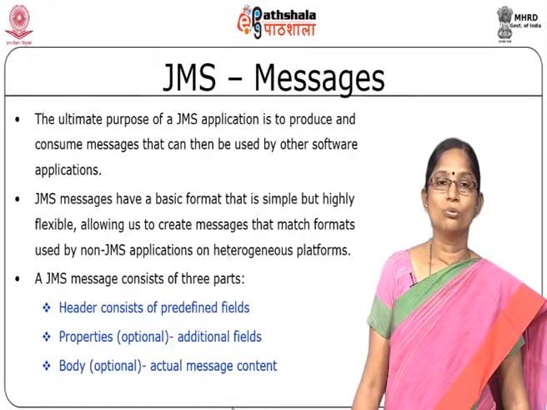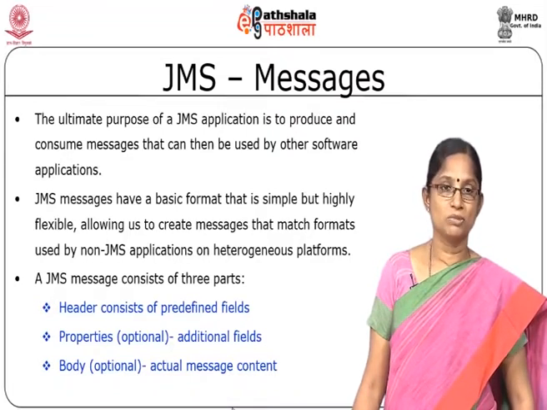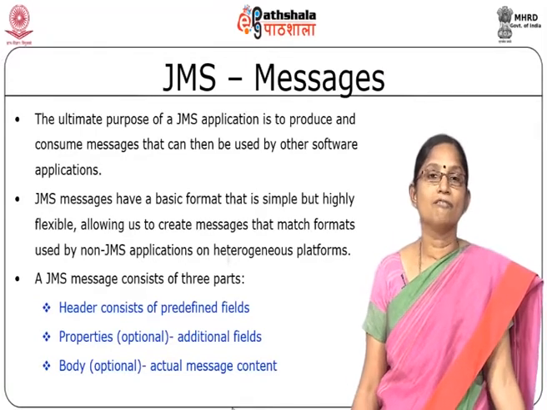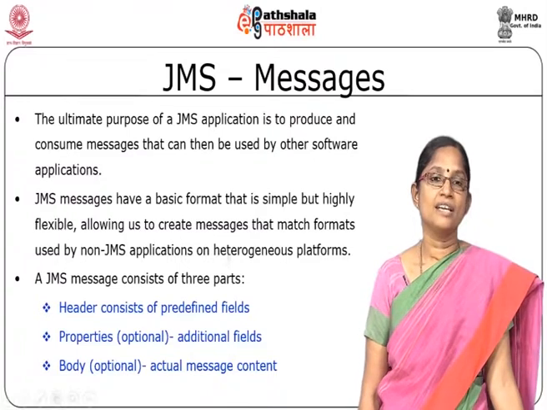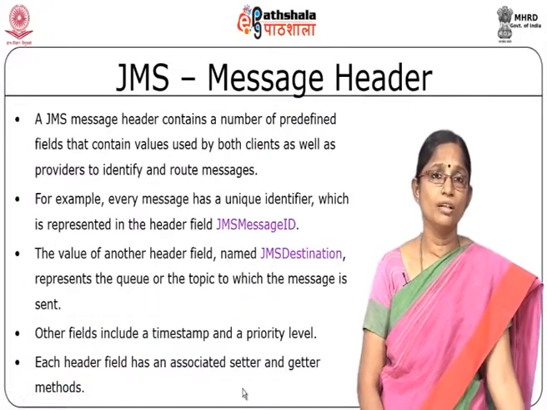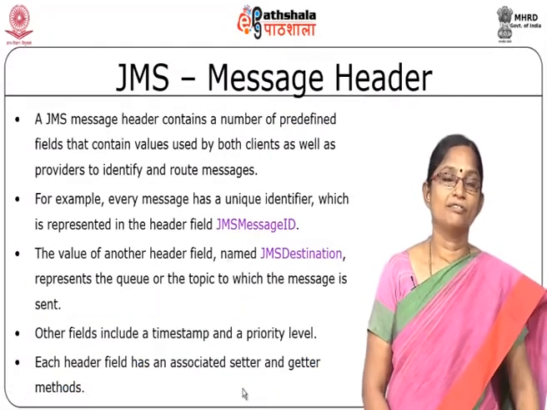But let us go through the significant parts of the messages. There are three significant parts in a JMS message. The first one is called the header. Header means it consists of predefined fields. The second one is called properties. Property is an optional one. This consists of additional fields. Apart from that, the body of the message will be there. The body of the message represents the actual message content. Now, let us go through the header of the message.